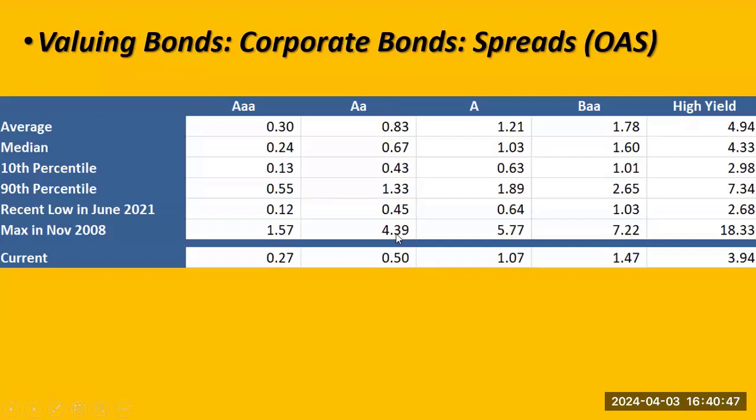Look at double A, 439 bips. And high yield, I was buying high yield in November of 08. 18% over the risk-free rate. That's like a stock on steroids. That was just an incredible return, and it was just the time to buy high yield. I would not be buying high yield right now. 394 basis points. It's like, why would I waste my time on something that has a high probability of default?